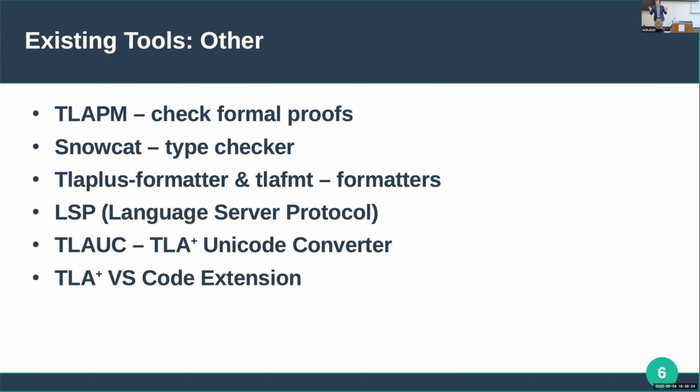Now, here's just a grab bag of highlights from the other tools. TLAPM, of course, the proof checker, has OCaml translating TLA+ code back to backend provers like Isabelle, Z3, Zenon. There's Snowcat, a type checker. I think this is underused, actually. I think more people could look at using Snowcat and adding type annotations to their specs. I plan to do that.